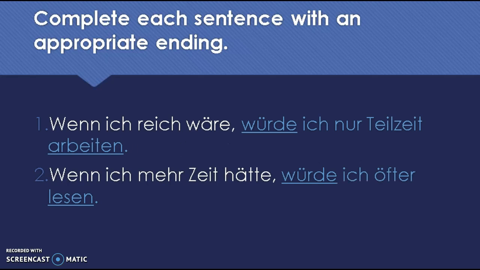Here are some examples that I gave. Yours will look different, but they should be set up similarly. Wenn ich reich wäre, würde ich nur Teilzeit arbeiten. If I were rich, I would only work part-time. Wenn ich mehr Zeit hätte, würde ich öfter lesen. If I had more time, I would read more often. So, after the comma, you should have your verb in subjunctive, and then if you have another verb, an infinitive, it would be at the end.